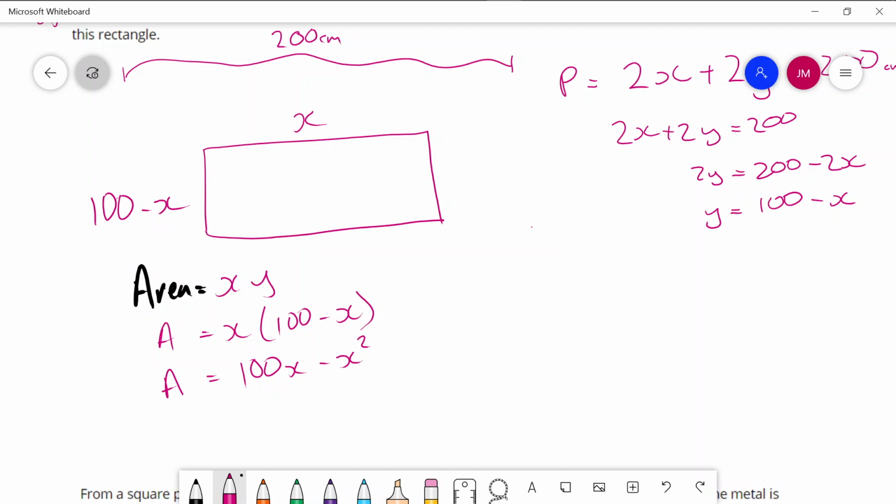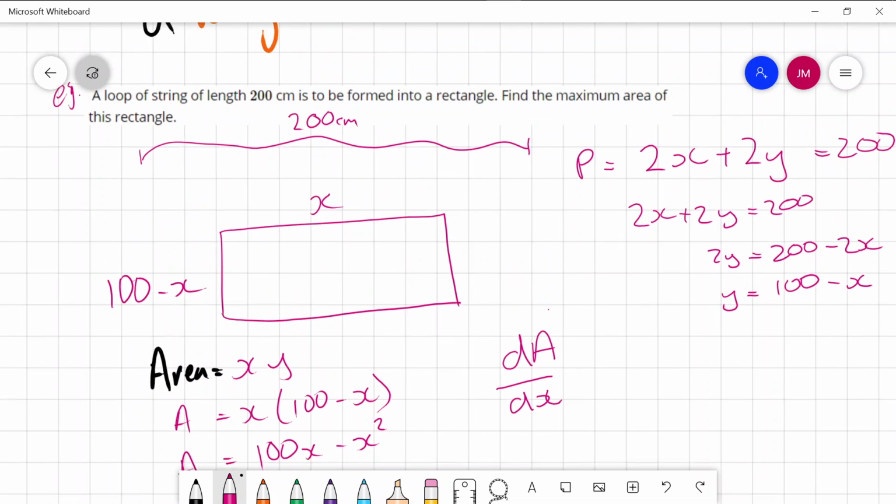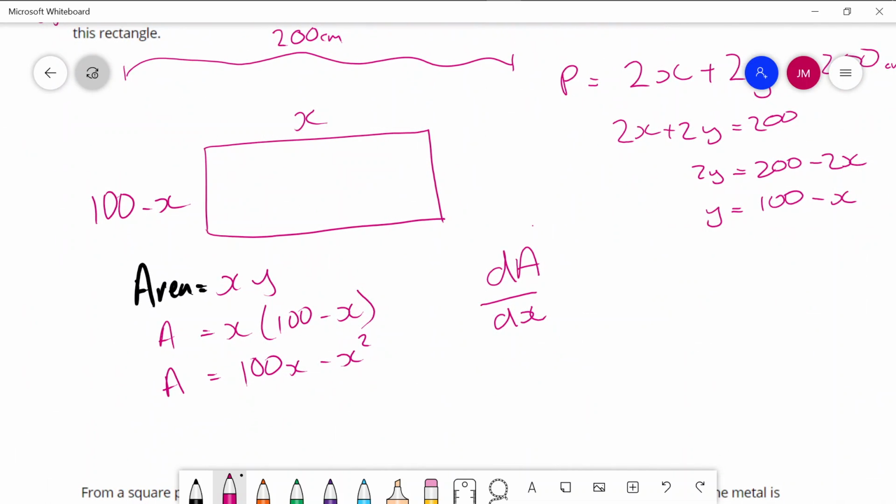It'll come in handy when we have to differentiate. We have area equals 100x minus x squared. So if we look at the derivative, dA/dx, and now you're finally realizing what I meant by why do we do calculus, we get 100 minus 2x. So that tells us the derivative for the area in terms of x. We need to find the maximum, and we know the maximum is a stationary point. So dA/dx equals 0.